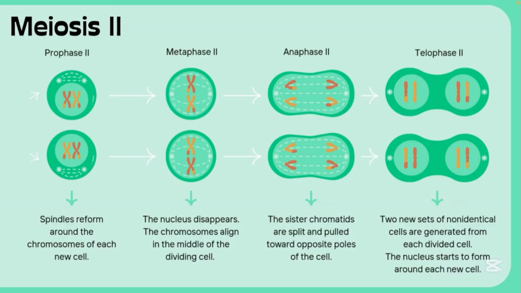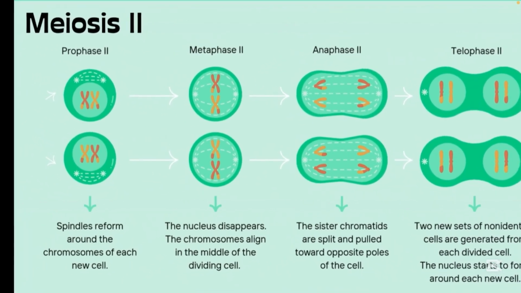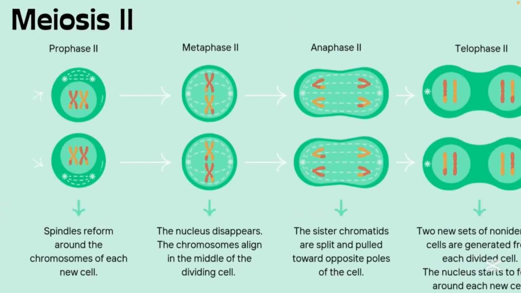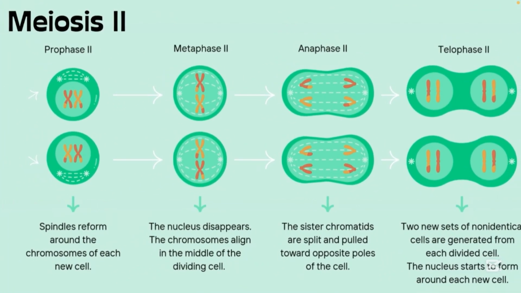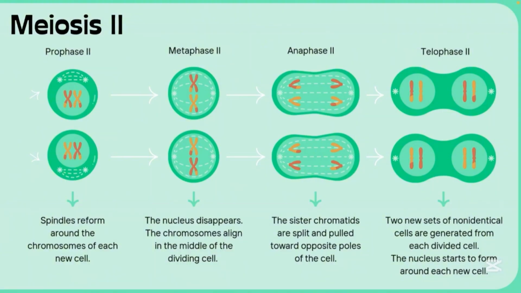In metaphase 2, the nucleus disappears, the chromosomes align in the middle of the dividing cell. In anaphase 2, the sister chromatids are split and pulled towards the opposite poles of the cell. You can see that it's similar to mitosis. In telophase 2, two new sets of non-identical cells are generated from each divided cell. The nucleus starts to form around each new cell.